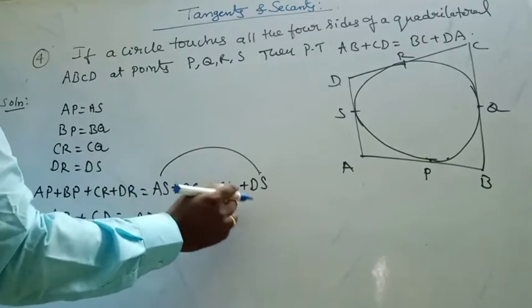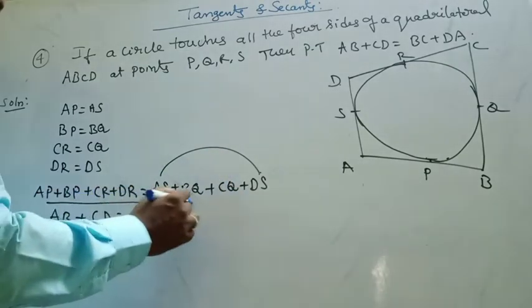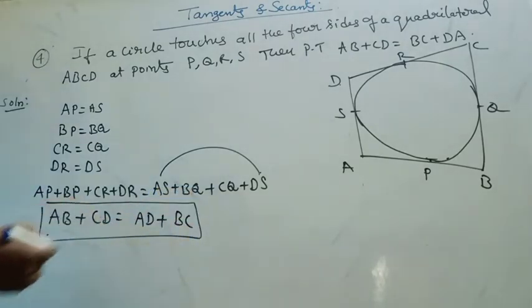Next, BQ plus CQ, that is nothing but BC. You are going to get that, that is nothing but BC. Therefore, AB plus CD equals AD plus BC. Such a wonderful way we have got this particular problem, in a very simple and elegant way, right?